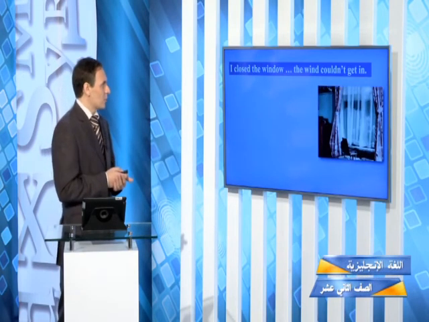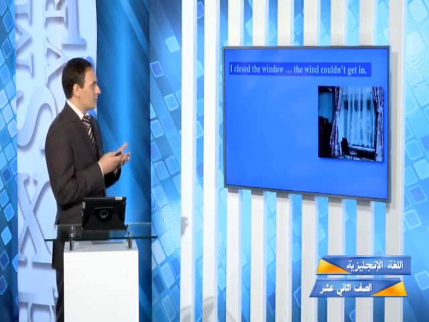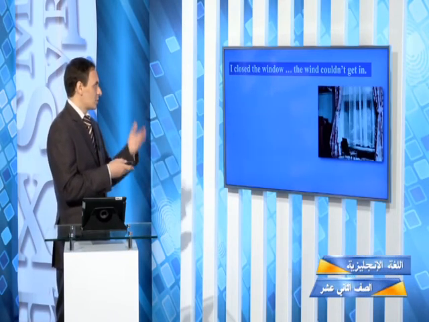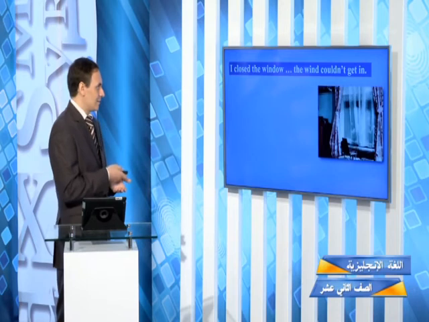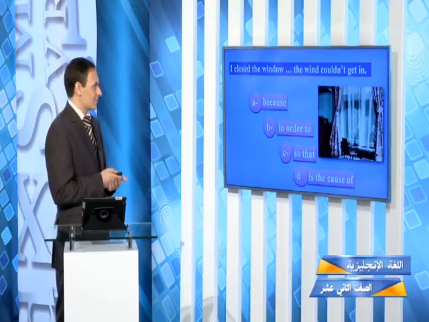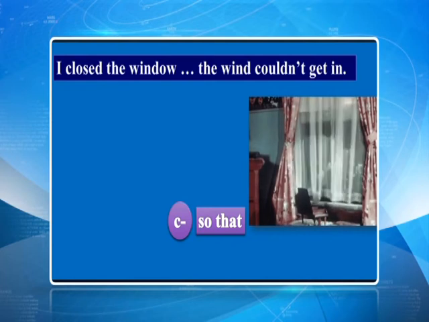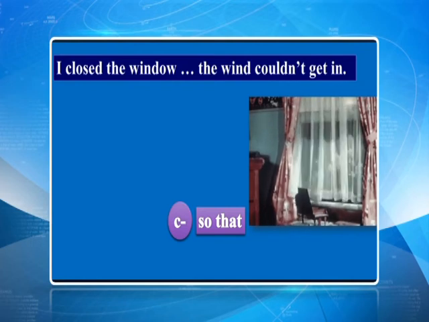Next sentence, I closed the window, space, the wind couldn't get in. Now this is the purpose. The purpose because of which I closed the window is that I don't want the wind to get in. So because, in order to, so that, or is the cause of. I closed the window so that the wind couldn't get in. Now notice that the verb here is closed. It's in the past. That's why I used the modal auxiliary couldn't and not can't, because the sentence is about past time.